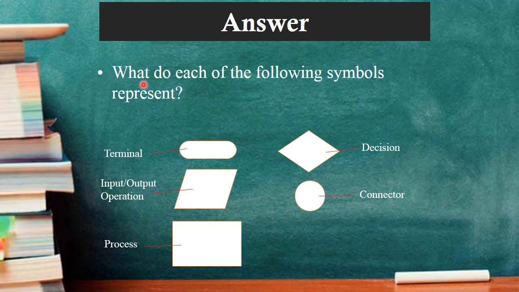This oval shape is used for the start and stop symbol, so it is called a terminal. Then a parallelogram is used for input output operation. A rectangular box is used for process. A diamond box is used for decision or condition, and a connector is used to connect two different points into a single point.